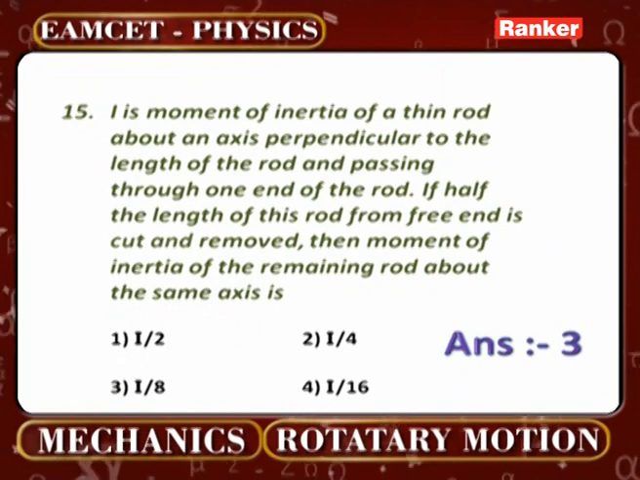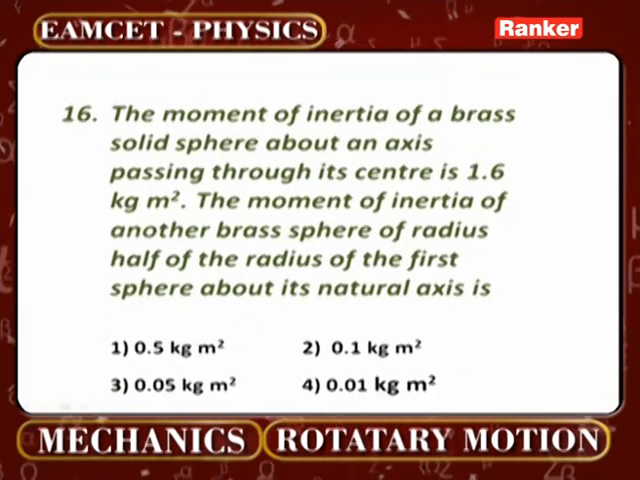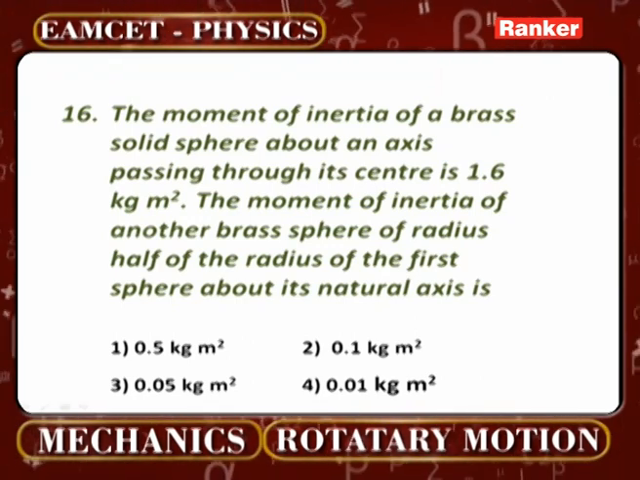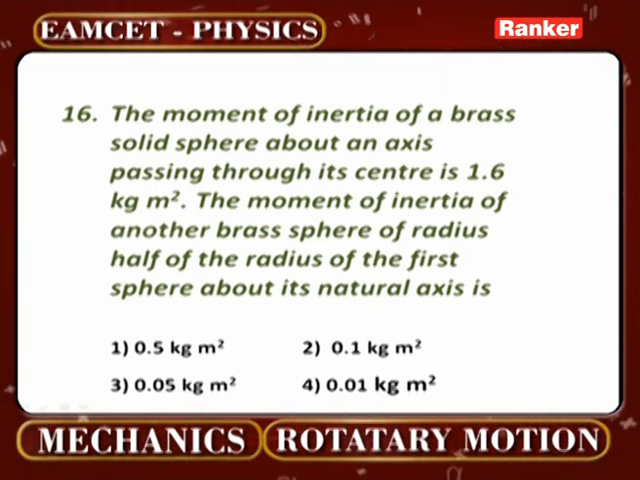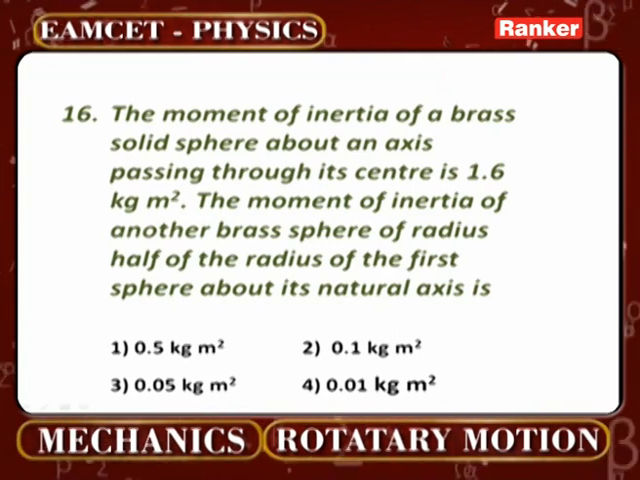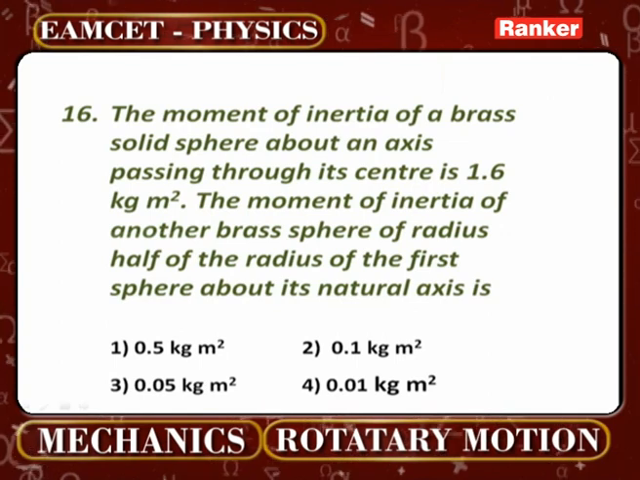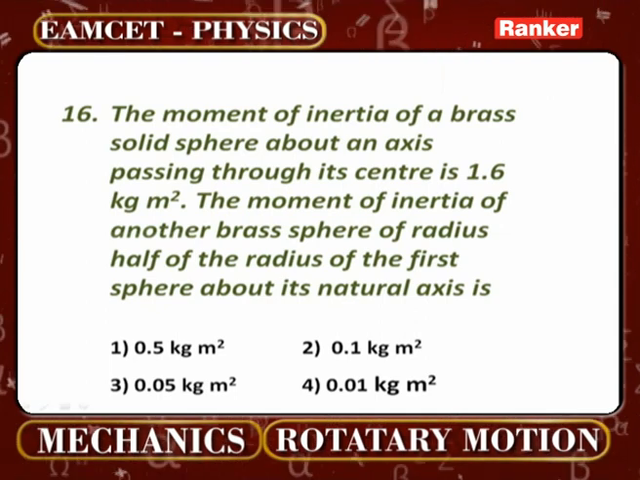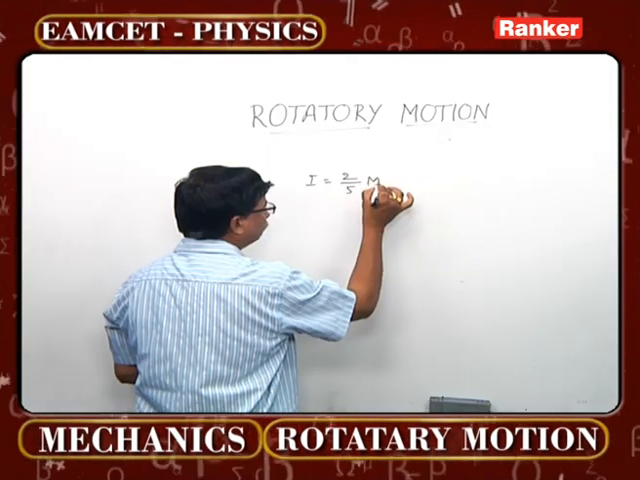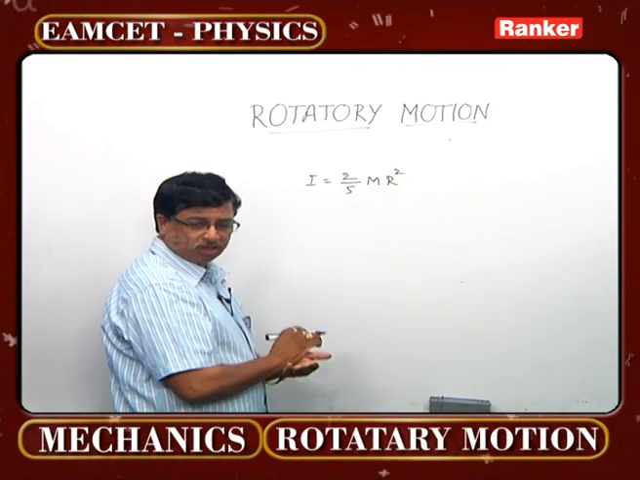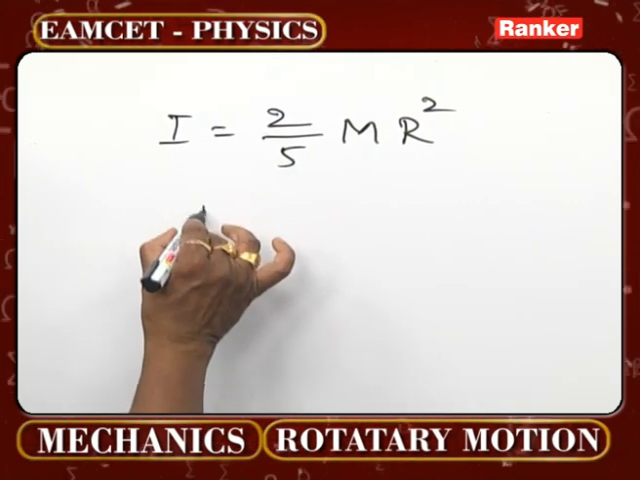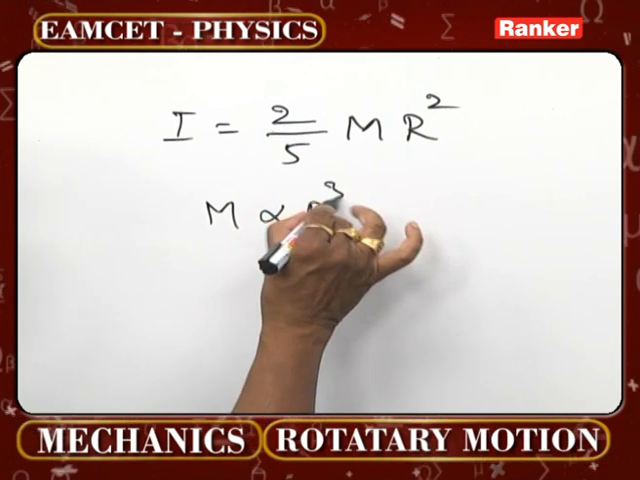Now let us switch over to the next problem, that is problem number 16. The moment of inertia of a brass solid sphere about an axis passing through its center is 1.6 kg meter square. The moment of inertia of another brass sphere of radius half the radius of the first sphere about its natural axis is how much? For a brass sphere or any metal sphere, moment of inertia will be 2 by 5 mr square. This is the formula. But in this particular case, he did not mention the value of mass of that sphere. But one thing we can understand, mass is proportional to r cube.